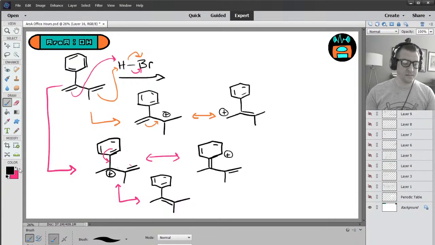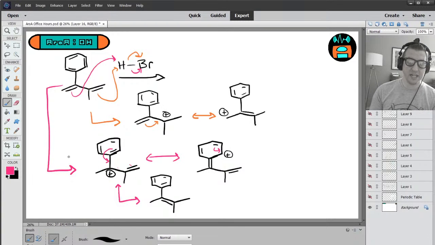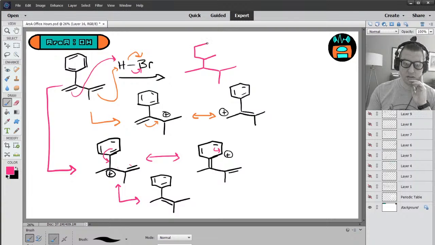All right, and I'm sure I don't need to finish drawing the rest of them. You know the drill. It moves around the whole benzene ring. And so the point is, this carbocation is far more stable. And so the 1-2 addition product that you're going to see is this one.